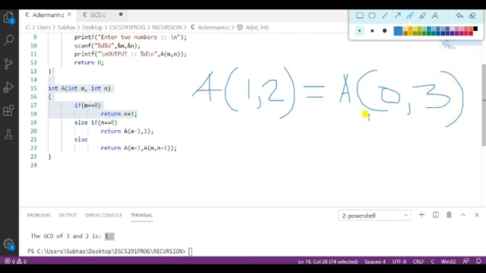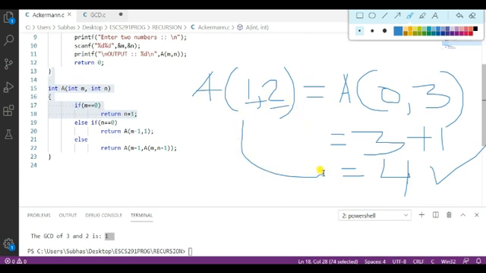Okay, now A of 0 comma 3 means m equal to 0 and n equal to 3, so it will return 3 plus 1, that means n plus 1, so that means it will return 4. So A of 1 comma 4, I will get the final result, that is 4. So if I compute the two inputs, one input is 1 and another input is 2, mathematically, manually we can get the value of 4. I have explained how this works.